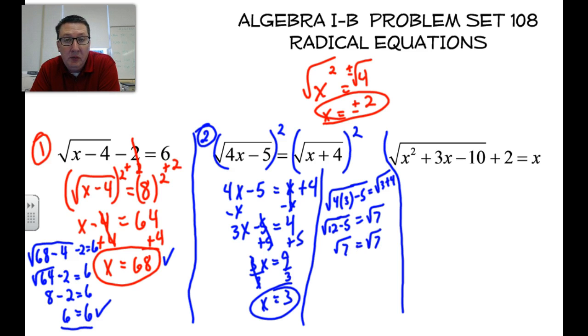Okay, I really don't need to go any further because that is a true statement. I could take it out to a decimal. They're not really going to simplify anymore, but square root of 7 equals square root of 7. That's a true statement, so 3 is a good answer. I can leave it. All right, now this last problem.